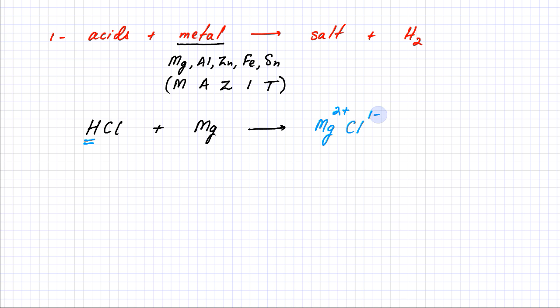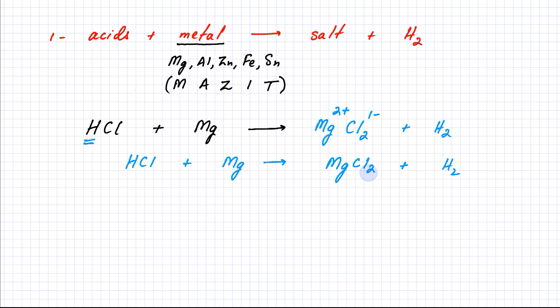So I have replaced the hydrogen in the acid with a metal ion. The formula of this substance is going to be MgCl2, and there's going to be hydrogen gas produced along with it. So I'm going to rewrite this reaction. It's going to be HCl plus Mg, and they're going to react and produce this salt, MgCl2, and hydrogen gas would be given off.